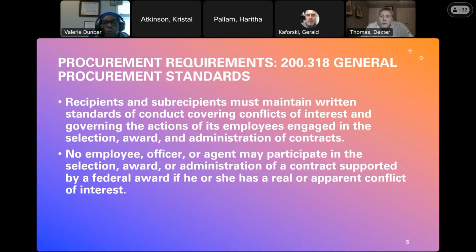Procurement requirements, general procurement standards continued. Recipients and subrecipients must maintain written standards of conduct covering conflicts of interest and governing the actions of its employees engaged in the selection, award, and administration of contracts. No employee, officer, or agent may participate in the selection, award, or administration of a contract supported by a federal award if he or she has a real or apparent conflict of interest.